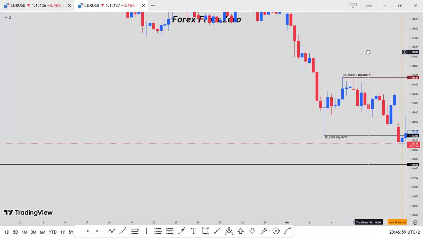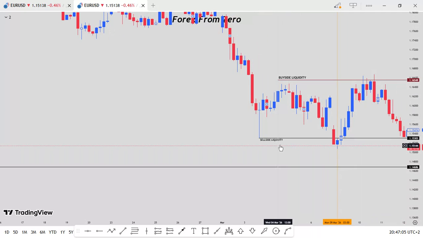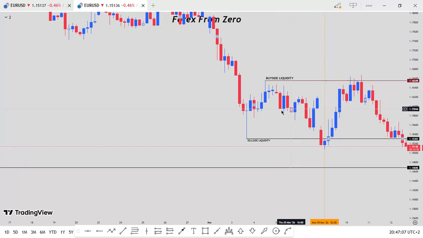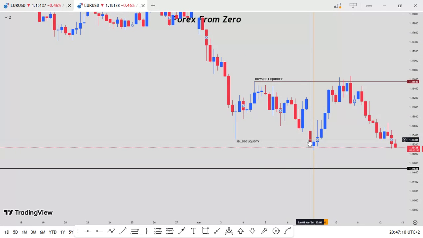Before Monday came, this was it. We had our buy side liquidity, and we also had our sell side liquidity. Why am I calling this sell side liquidity? Because this is the liquidity that we're going to take once we are selling. This is our buy side liquidity because we're going to take out this liquidity once we are buying.